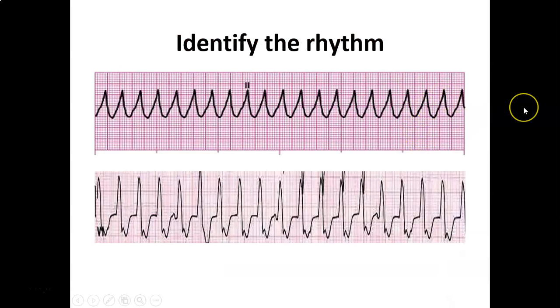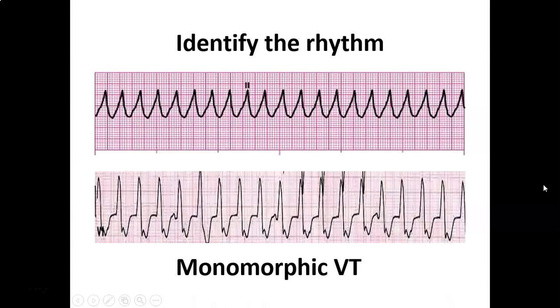So identify this rhythm. So easy. These both are monomorphic ventricular tachycardia.